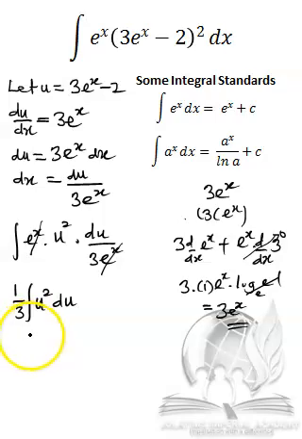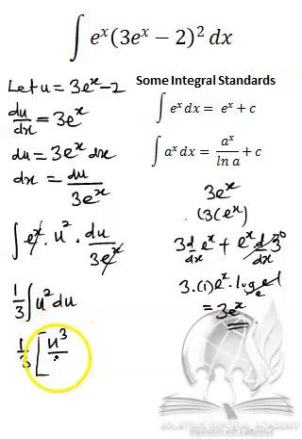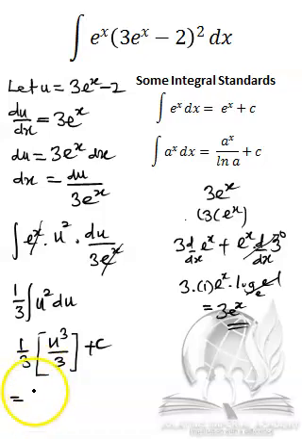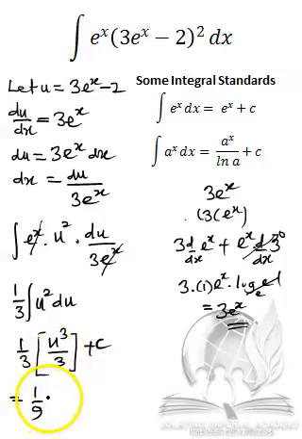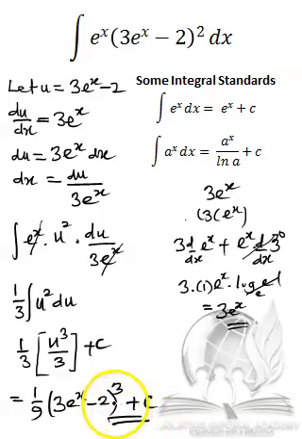So we integrate this now. I'm going to have 1 over 3, and of course I'm going to add 1 to this power, so I'm going to have u cubed divided by 3, plus c. So finally I'm going to have 1 over 9, then my u, which has been defined already to be 3e^x - 2, raised to the power of 3, plus c as our final answer. I believe this is helpful.